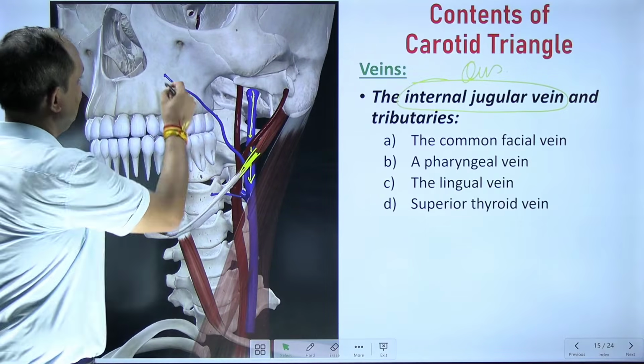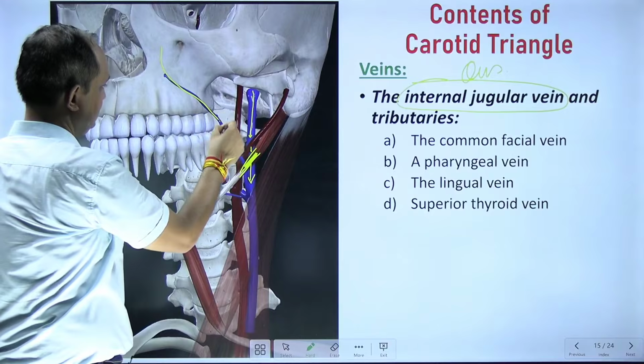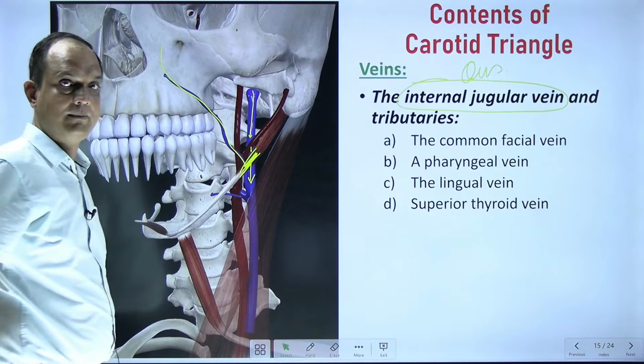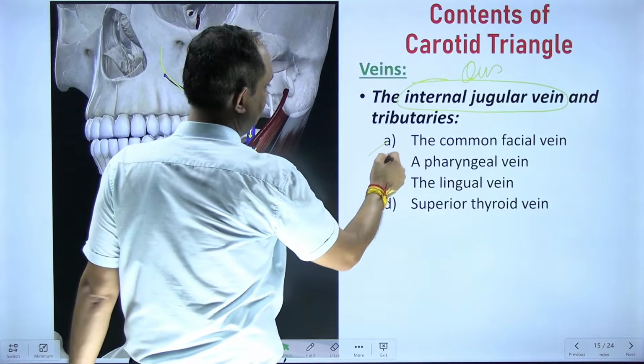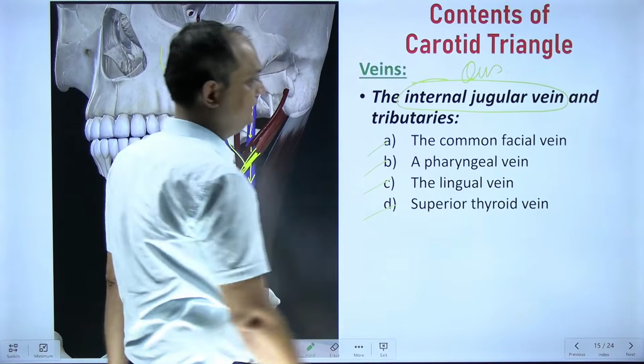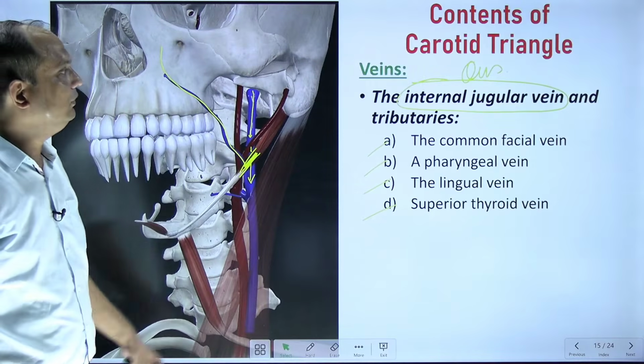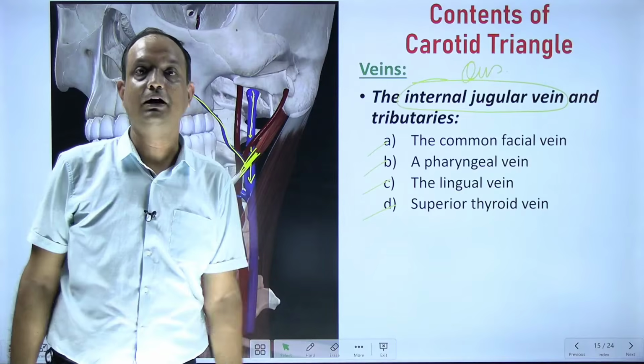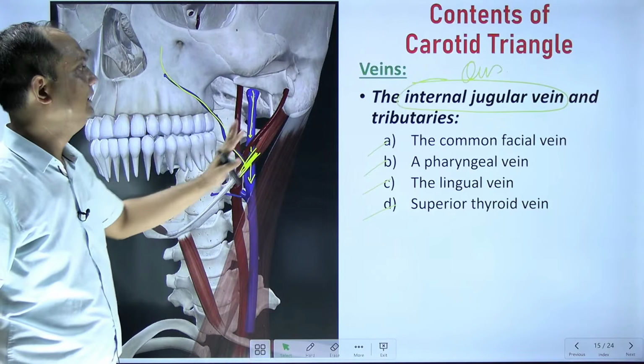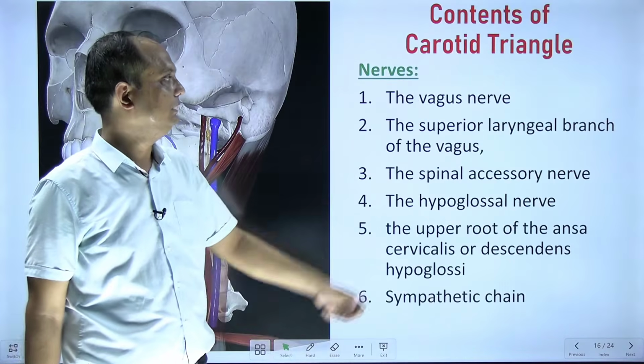Now here in this area it receives tributaries. Here you can see that this tributary is coming from the face, so it is the facial vein. Apart from the facial vein, it also receives the pharyngeal vein, lingual vein and superior thyroid vein. So in terms of the venous content of the carotid triangle, you will have the internal jugular vein.